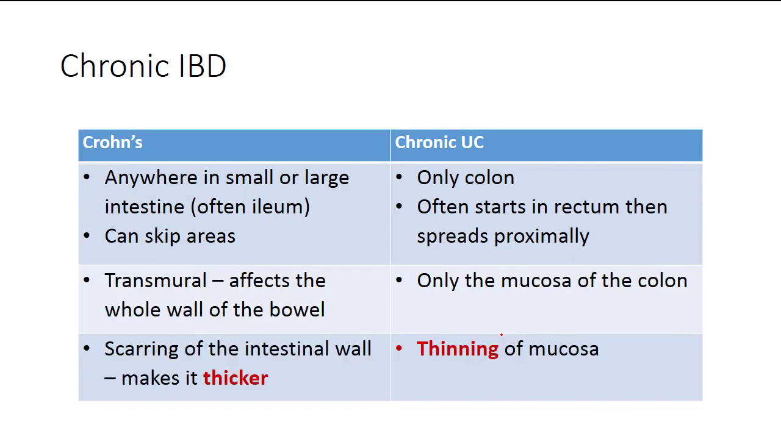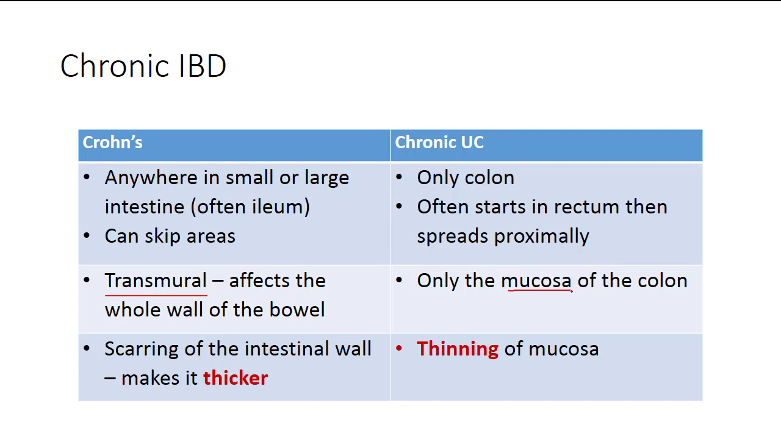Other ways that we see differences between these two conditions: in Crohn's disease, the inflammation can affect the entire wall of the GI tract, right? Transmural means that it goes across the entire wall. So it could affect all 4 layers of the GI tract, from the mucosa to the outermost serosa layer. In chronic UC, we're only affecting the mucosa, so we're not really seeing any effect in the outer layers of the GI tract wall.